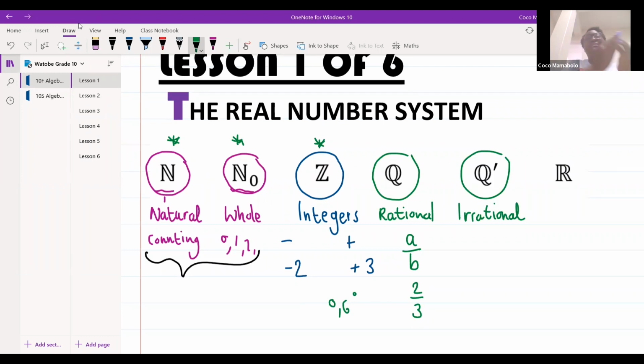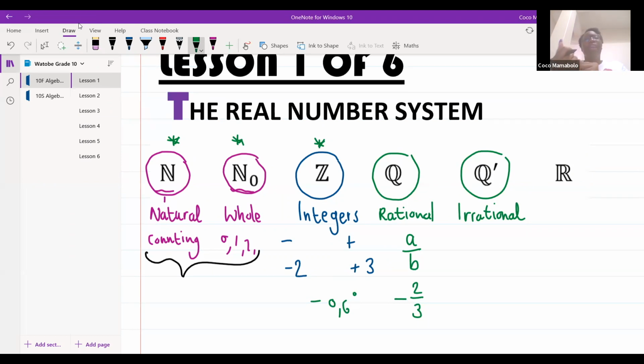So the difference between an integer and a rational number is that your rational number can have 1 comma something or 6 comma something. It could even have negative 0.66666, because it's not just an integer, it's a rational number.